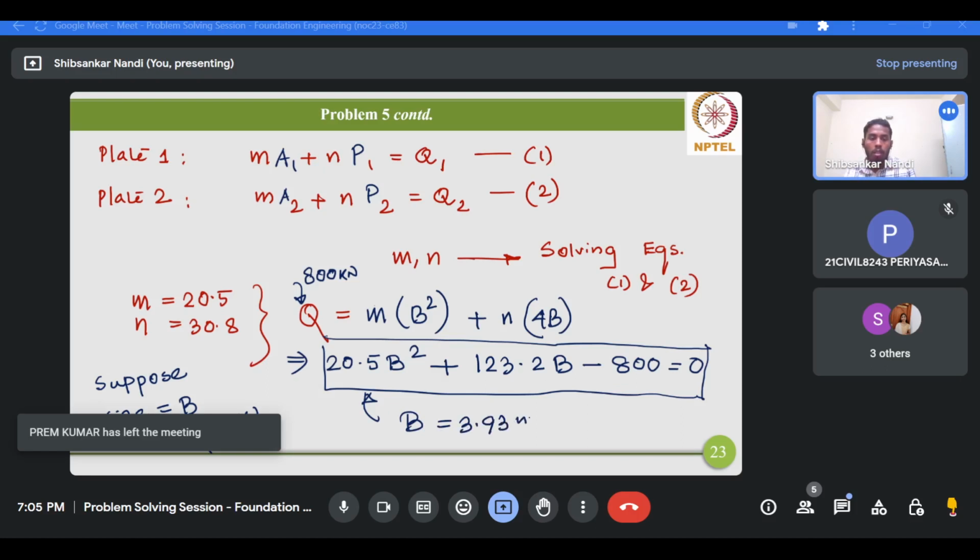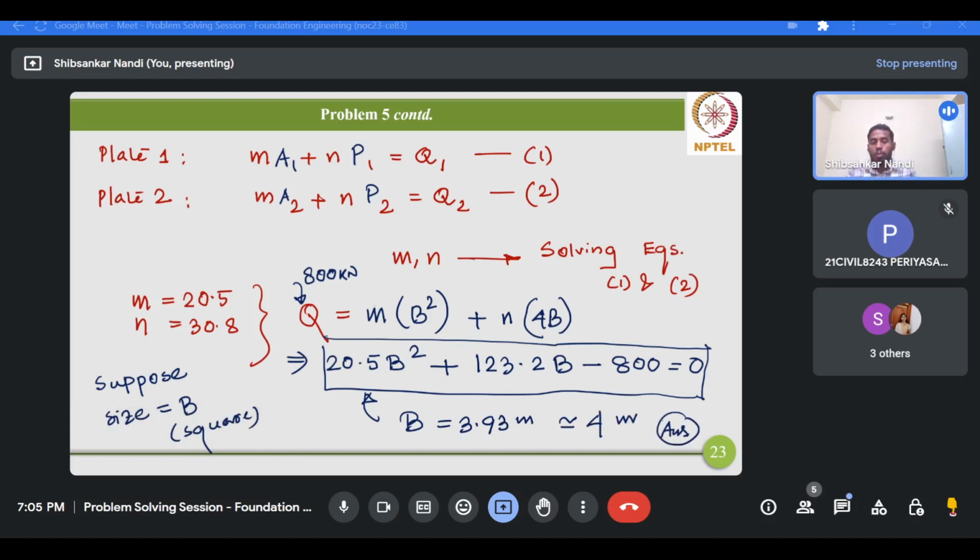approximately 3.393 meter, rounding up. Okay, so this would be the answer. Please solve this problem in its full length, and in between, if you face any difficulties, please let me know in the upcoming section.